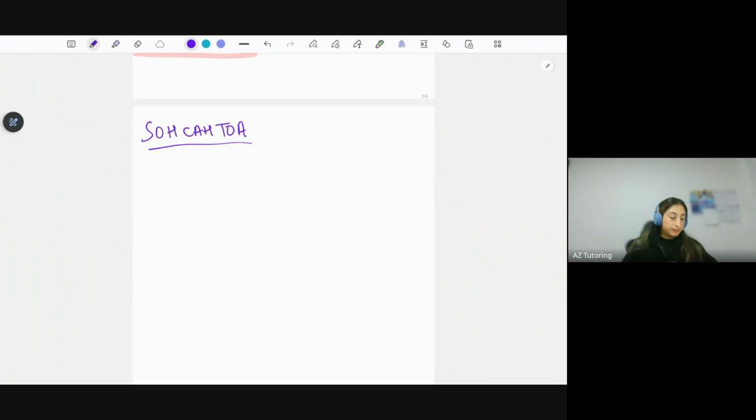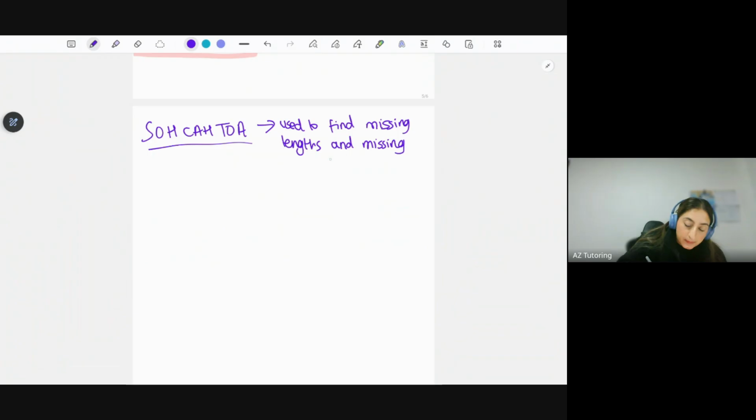So with SOHCAHTOA, whereas Pythagoras only uses lengths, SOHCAHTOA is used to find missing lengths and missing angles. So this time it's to do with angles as well. Either you're going to be given two lengths and find the angle, or you will be given one angle and one length to find the missing side. It just depends what's given, but it's involving angles and lengths.